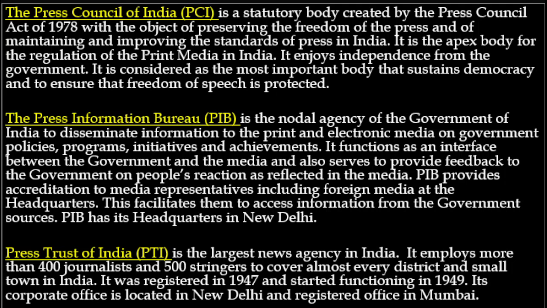Press Trust of India is the largest news agency in India. It employs more than 400 journalists and 500 stringers to cover almost every district and small town in India. It was registered in 1947 and started functioning in 1949.